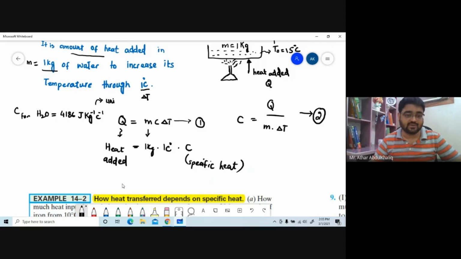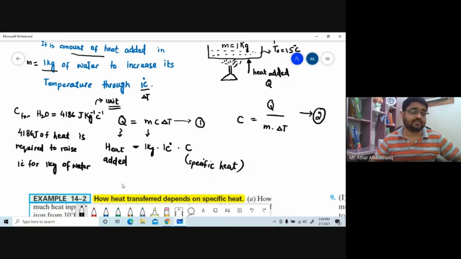I didn't tell you earlier, but now I am telling you it is the unit. Okay, now if specific heat of water is 4186, what does it mean? It means that 4186 joule of heat is required to raise 1 Celsius temperature for 1 kilogram of water.